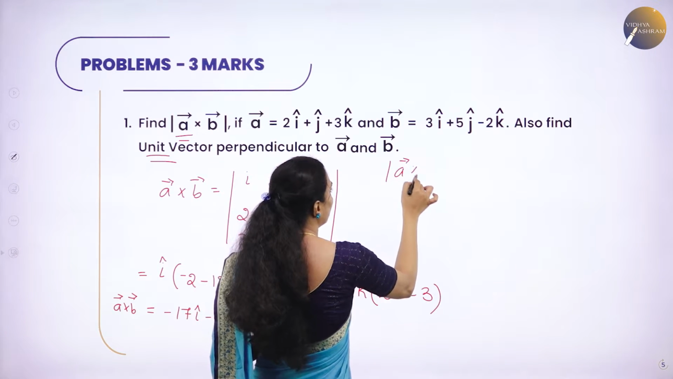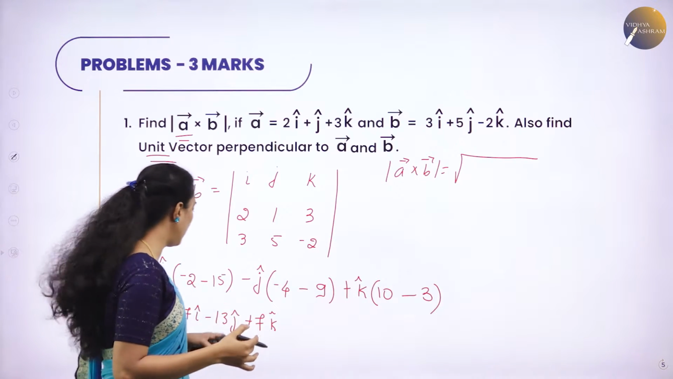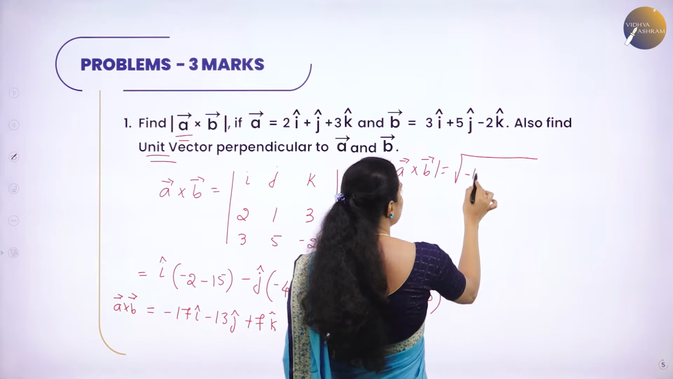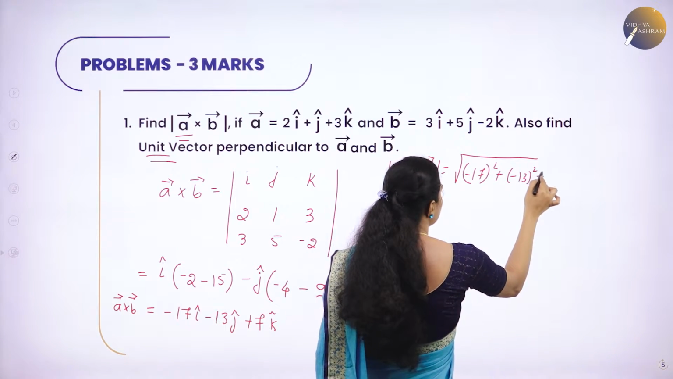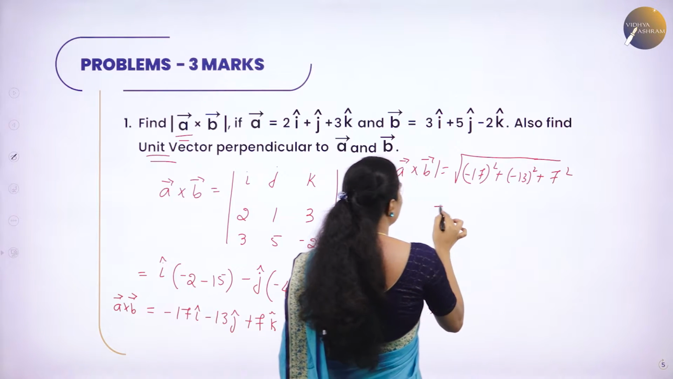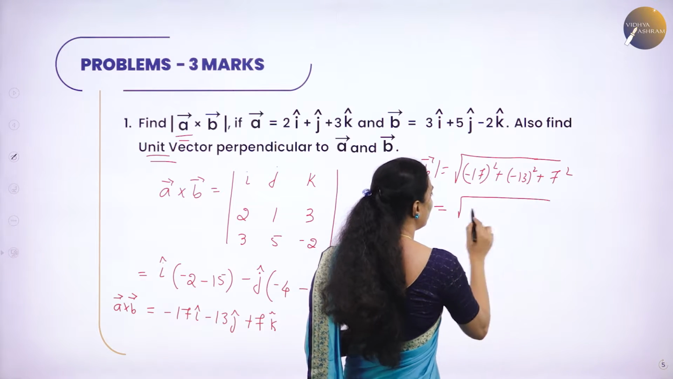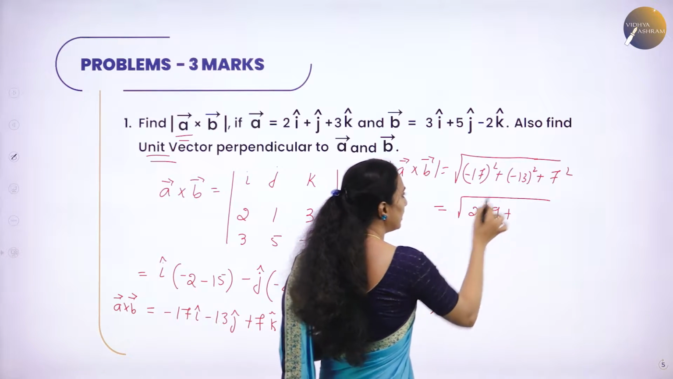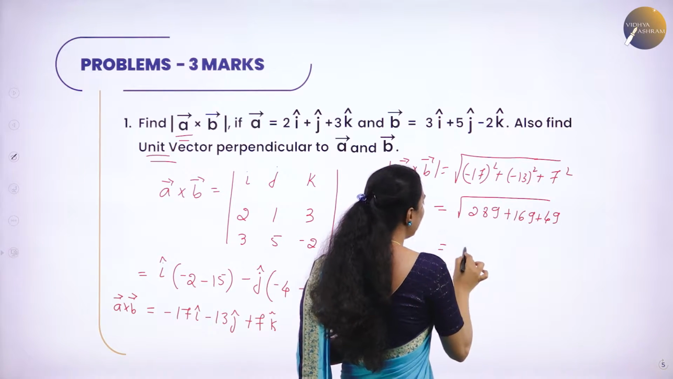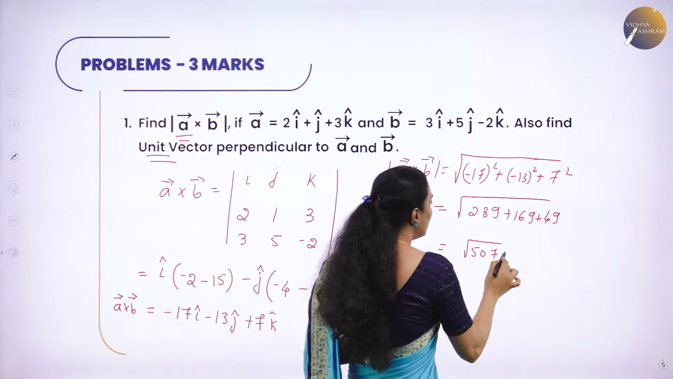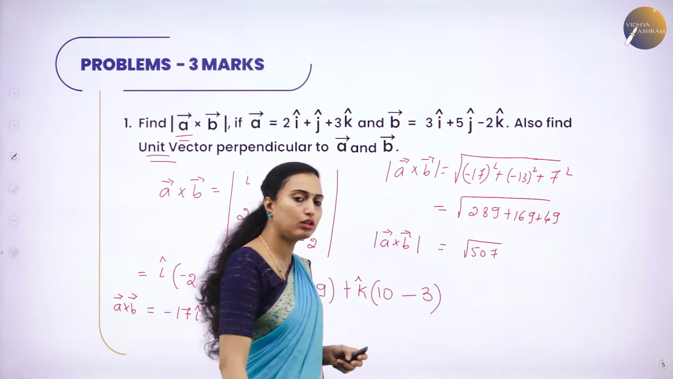Magnitude of A vector cross B vector is given by the square root of the sum of squares of the coefficients of i, j, k: minus 17 squared plus 13 squared plus 7 squared (with 13 taken as minus 13). Let us simplify this. 17 squared gives you 289, 13 squared gives you 169, 7 squared gives you 49. Adding all this, it gives you 507. So the magnitude of A vector cross B vector is the square root of 507.